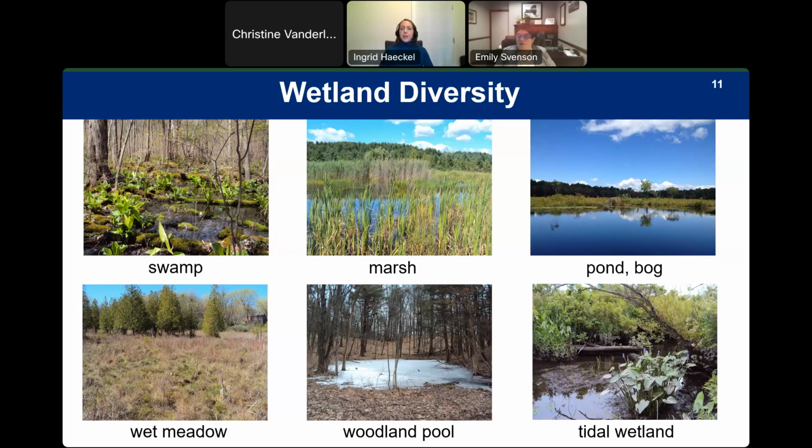And in addition, I'll just note we have tidal wetlands along the Hudson River that are influenced by daily tidal fluctuations, as well as the salinity gradient, which Christine mentioned in the estuary. We're not going to focus on those in this presentation. We'll be discussing non-tidal wetlands. So I'll briefly walk you through these different wetland types.